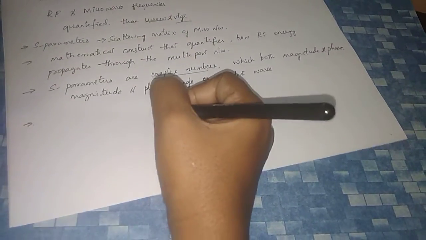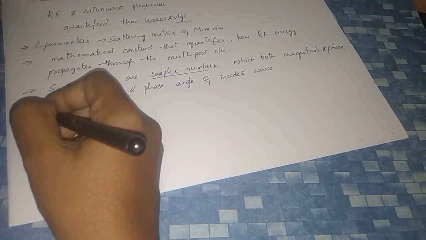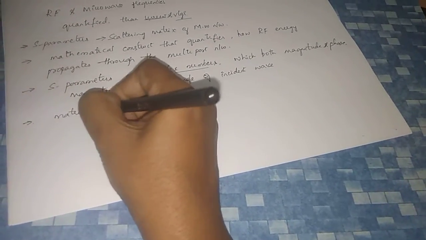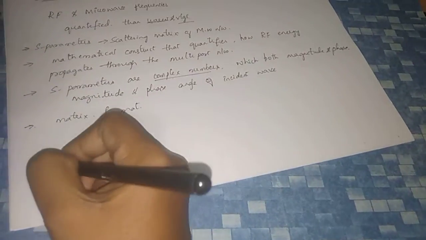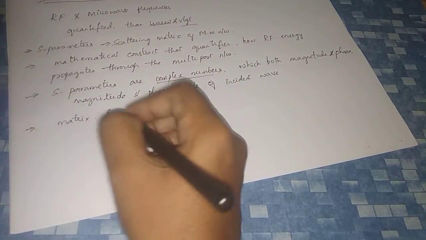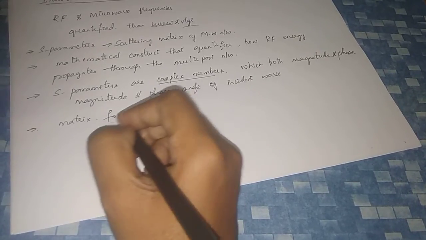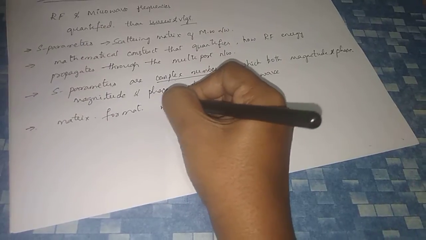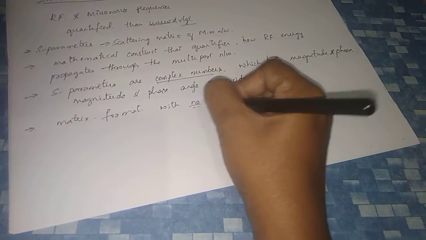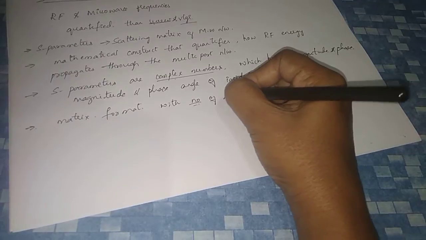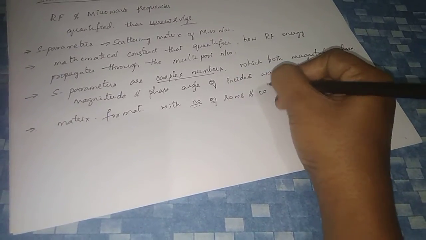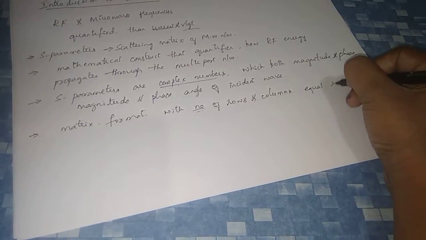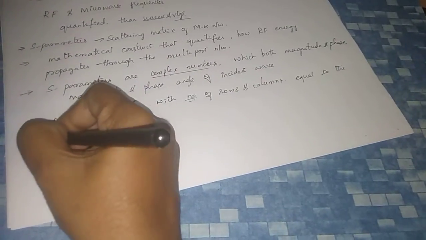Next, S parameters are usually displayed in a matrix format, with the number of rows and columns equal to the number of ports.